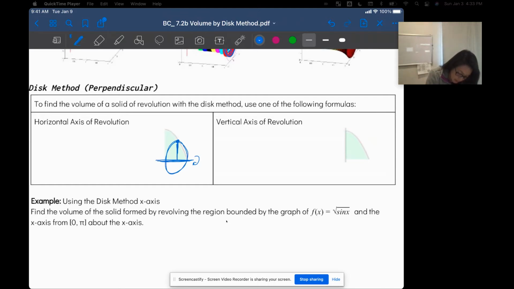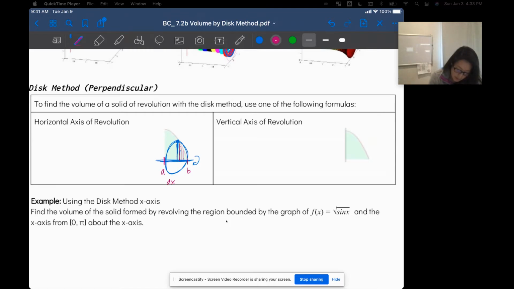So the distance between the curve and the axis of revolution is r. It's the radius of the circle. My bounds will be however far I am making circles, so from A to B, and that's it. And because my bounds are horizontal, I'm cutting up different radii in the dx direction.